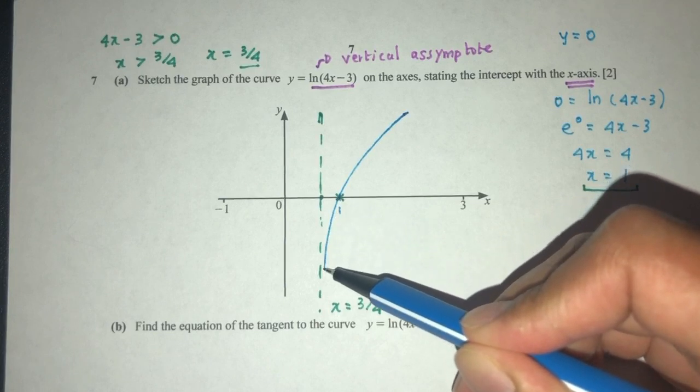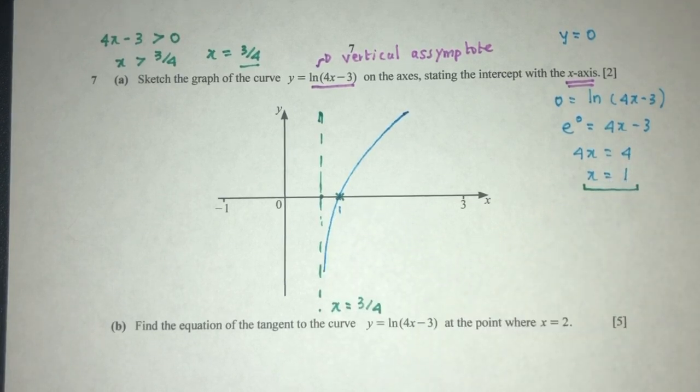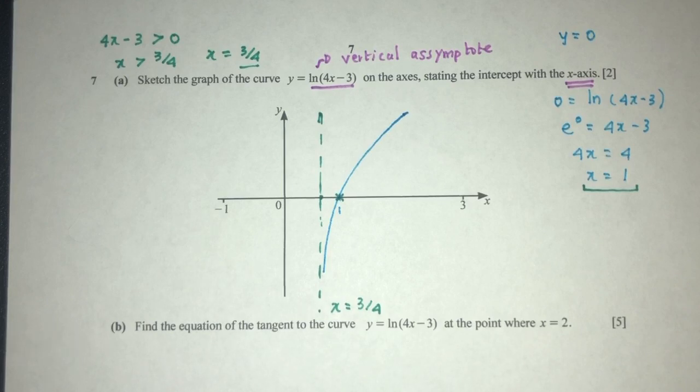As you can see, it will not touch this line. It will just approach but never touch this line. So that's the main idea behind drawing this curve. Okay. Now this will be your question 7, part A.